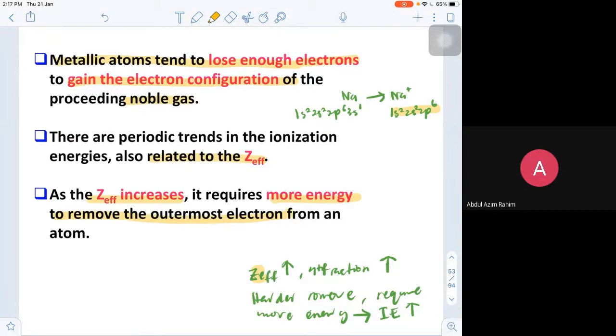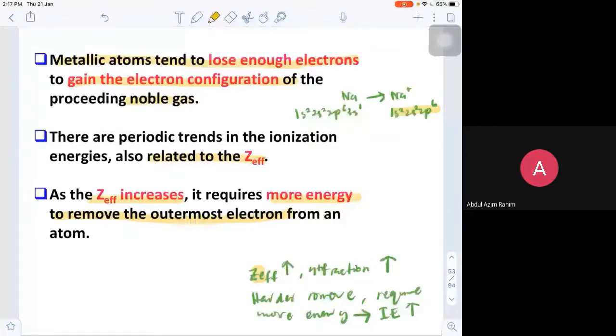So they have a weaker attraction with the nucleus. So it is easier to remove them and the ionization energy will be lower. Okay, so the trend of the ionization energy, when we talk about trend, we're just focusing on the first ionization energy of different elements.